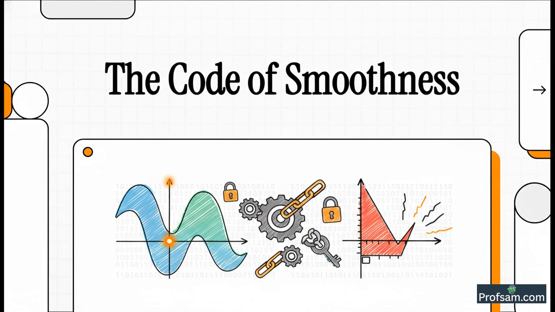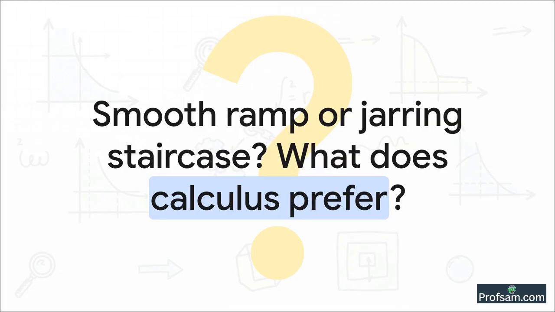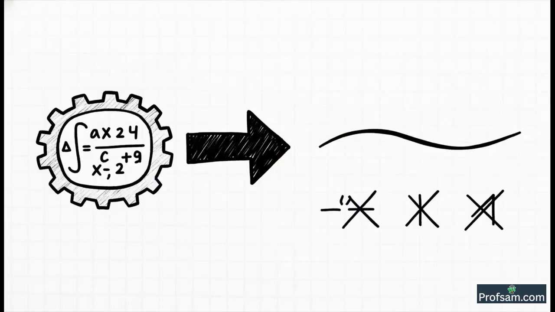Let's dive in. Okay, picture this. You're on a skateboard. Would you rather cruise down a nice, smooth ramp or try to ride down a jarring staircase? Obvious choice, right? Well, it turns out calculus is a lot like a skateboarder. It really prefers the smooth ramp. And in this explainer, we're going to see exactly why. So let's get this straight from the very beginning.